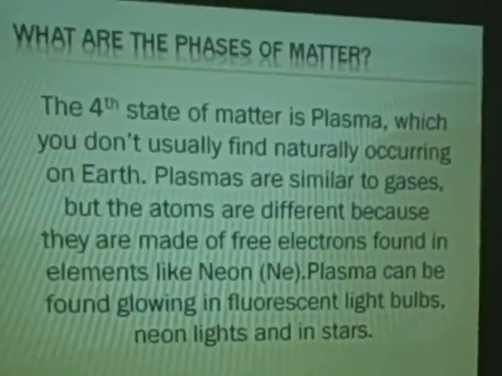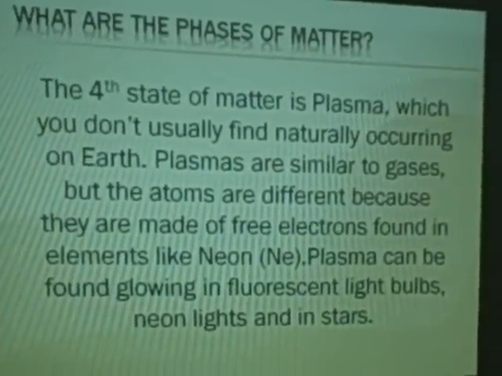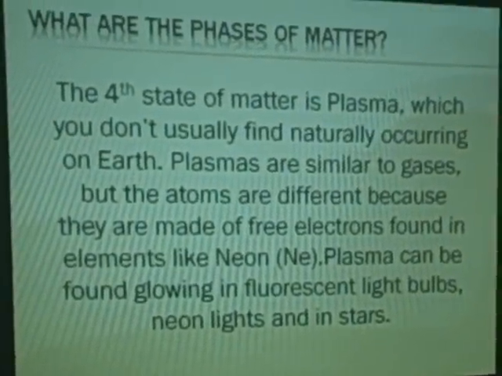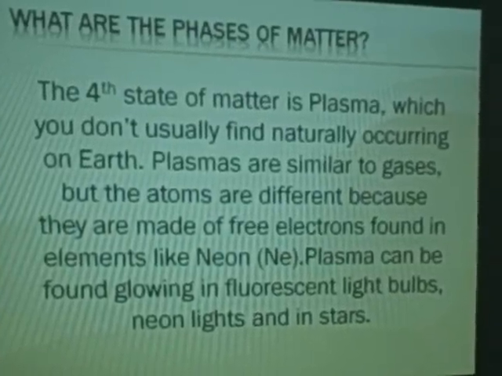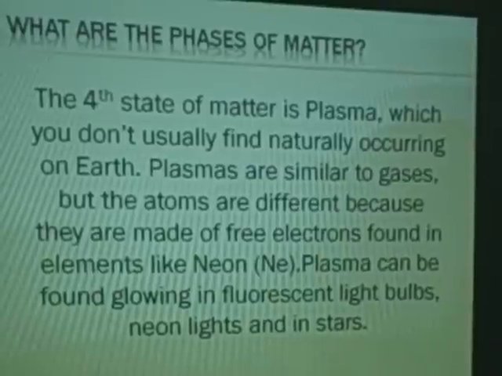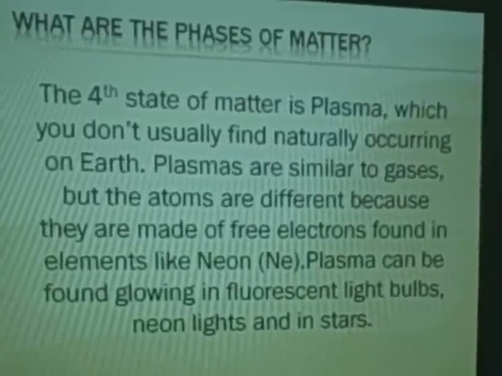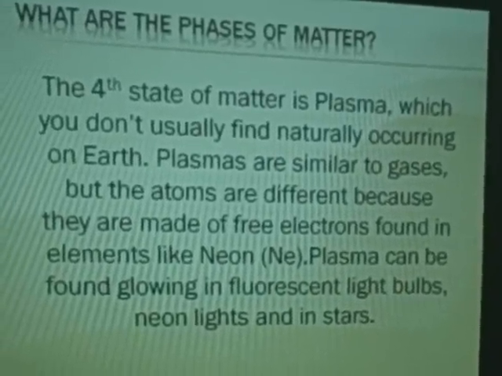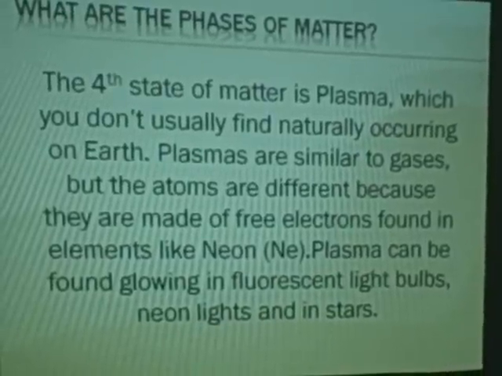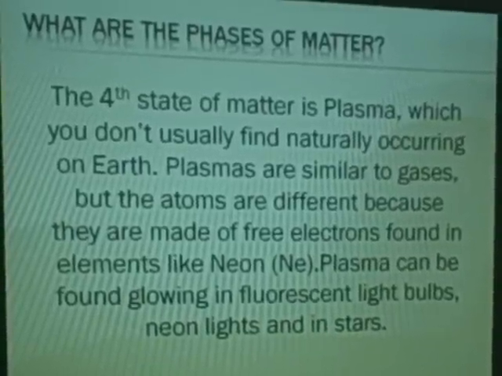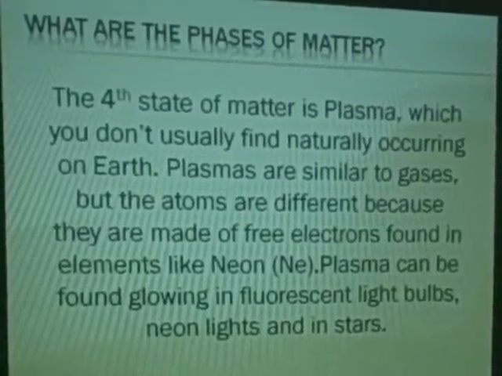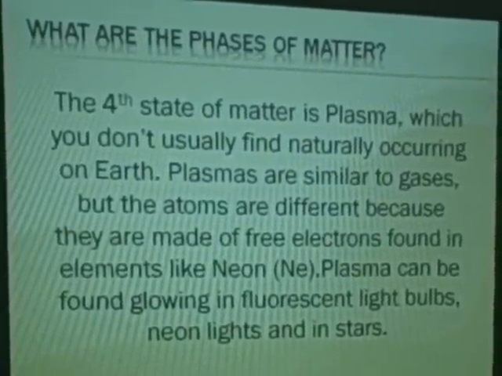Then there's the 4th state of matter. Remember, I told you that you can show off to your parents. They probably might not have heard of this. It's plasma. It doesn't usually occur naturally on Earth. They're very similar to gases, but they're different because they have free electrons, and they're only found in elements such as neon. You can find them in fluorescent light bulbs, neon lights, and in the stars.